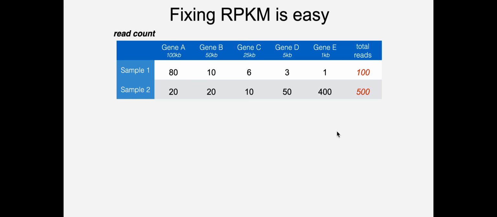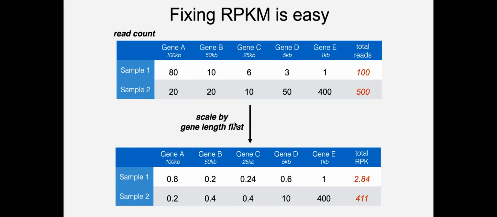Well, fixing it's pretty easy. We just change the way we come up with the unit. So I'm going to walk through that now. We're going to use that same data. Here's that 80. We have 100 total reads, 500. I'm going to scale by gene length first. So I divided 80 by 100 to get 0.8. I divided 10 by 50 to get 0.2, etc. And then I tallied up that row to get a total RPK. This is your reads per kilobase.